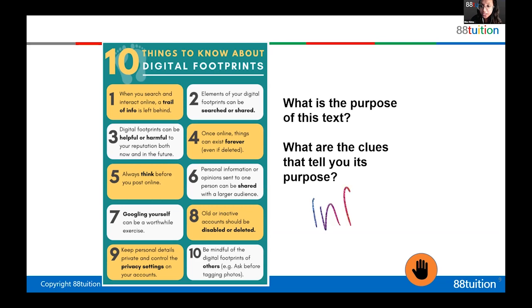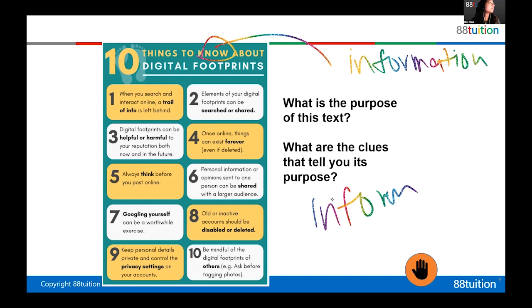This purpose is clearly to inform. And you know that because of the word know, right? 10 things to know. Information, right? Information. Good job. Okay, next one.